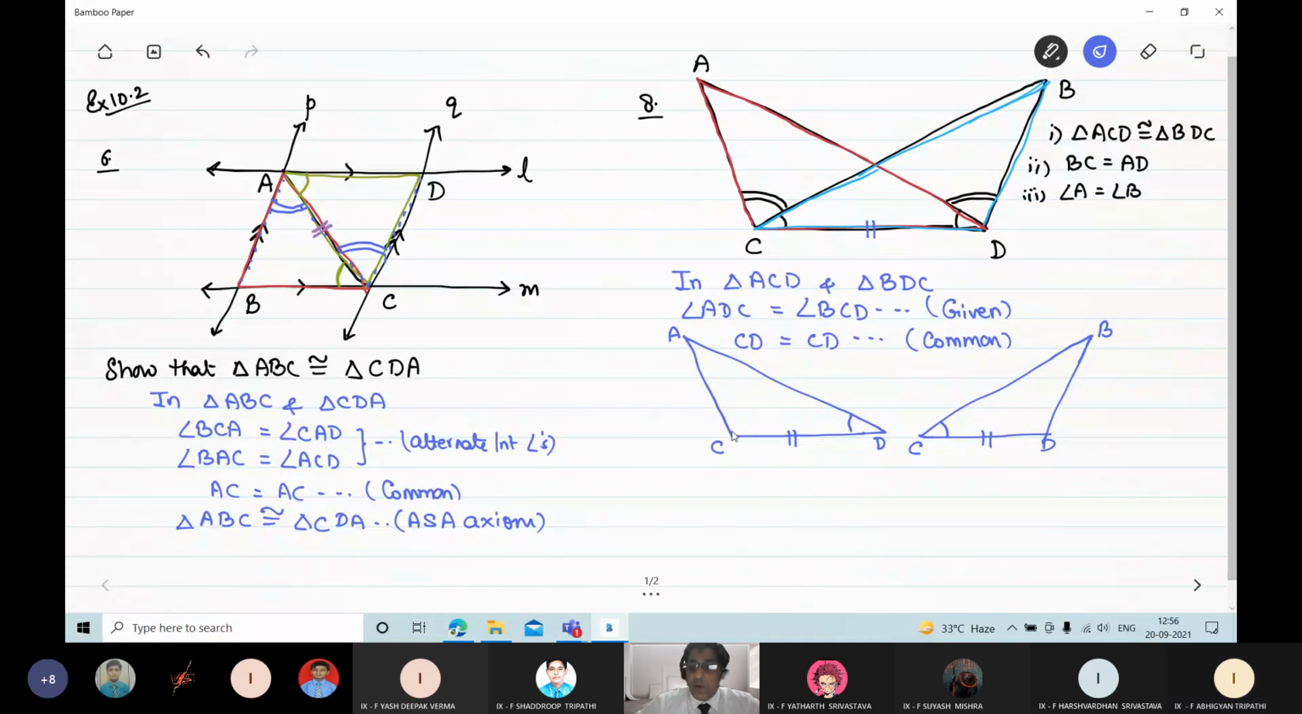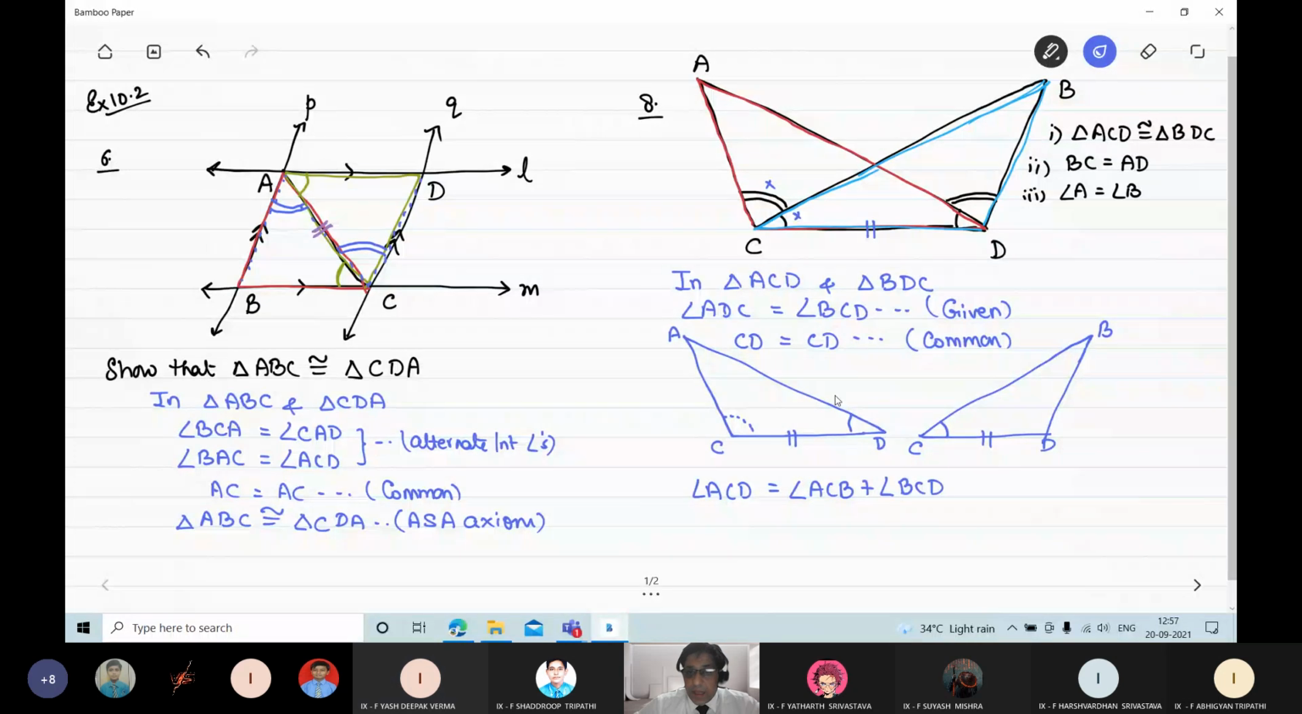Now, if I can prove any one more angle to be equal, my job is done. So if I see this angle ACD, see angle ACD. Angle ACD can be written as angle ACB plus angle BCD. Can I write it this way, children? This entire angle ACD can be written as this angle plus this angle. Is this clear?